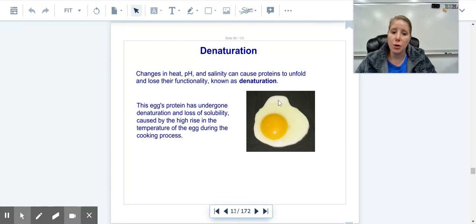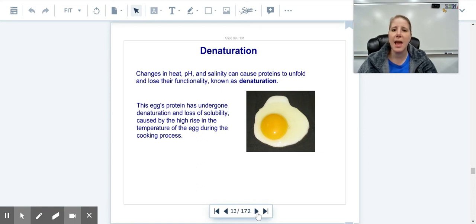We all know what an egg looks like when you crack it, and then when you cook it. These proteins in this egg have denatured and changed shape, so that changes the taste, that changes the smell, that changes the texture, that changes just about everything about the egg. And that's why cooking changes the food so much. It's denaturing the proteins in there.